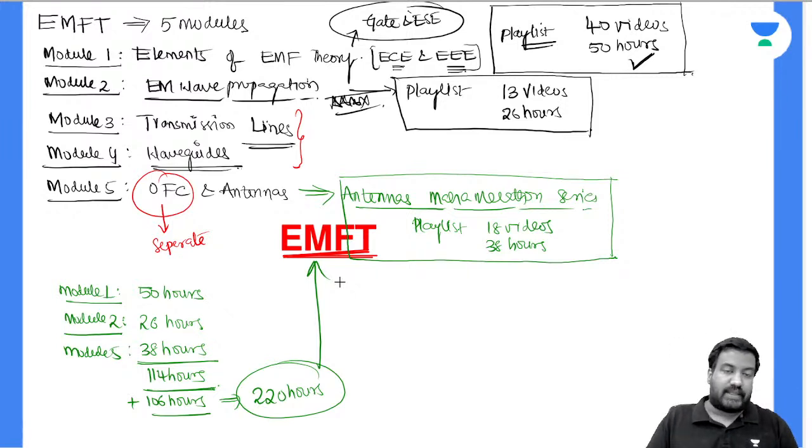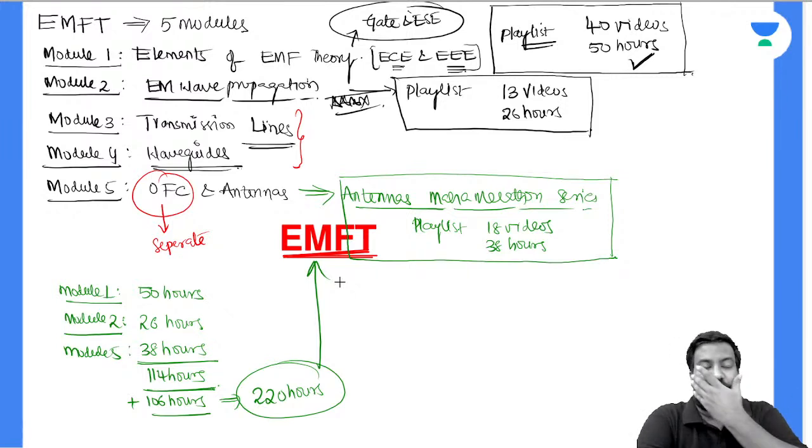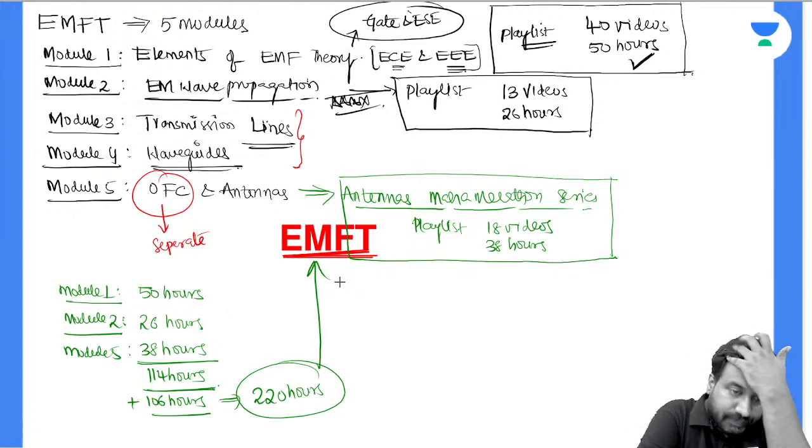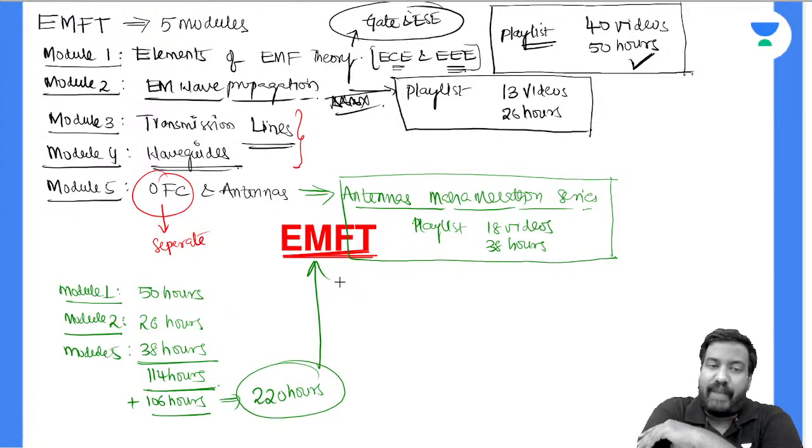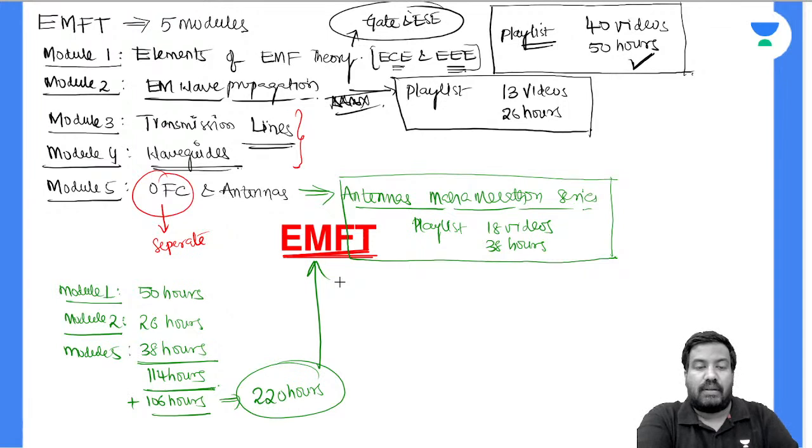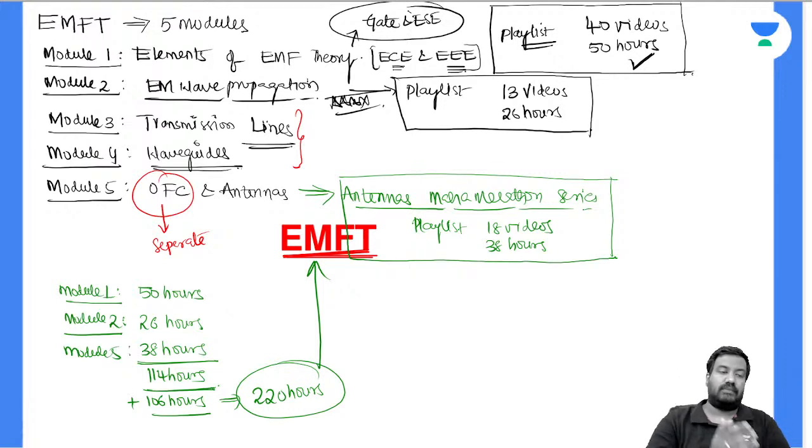Maximum YouTube content I had seen for EMFT is not more than 40 to 45 hours max. Against that we got 220 hours here, which is almost like fivefold. Is that clear?